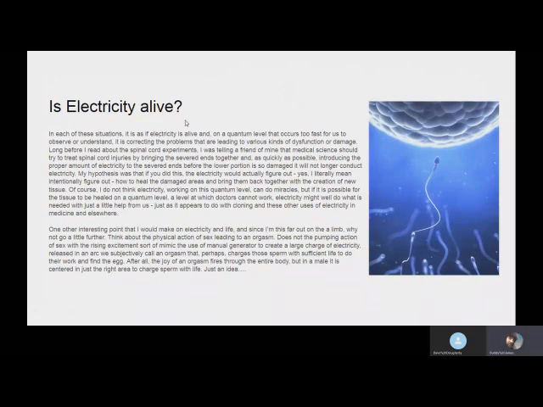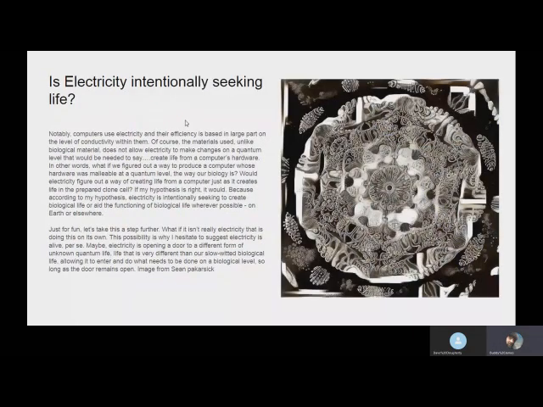After all, the joy of an orgasm fires through the entire body, but in a male, it is centered in just the right area to charge sperm with life. Just an idea. Is electricity intentionally seeking life? This is an image here from Sean Pekarsik.